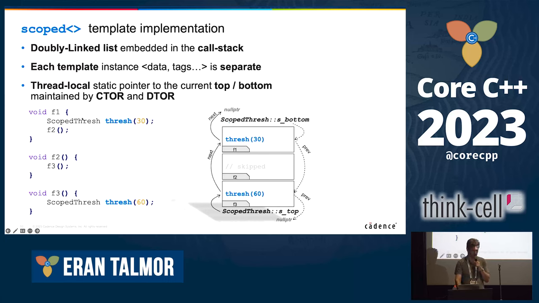And for instance, here there are three functions calling each other. F1 calls F2, which calls F3. And we instantiated a threshold in both F1 and F2. And what is built here is an embedding of these scope values in the different frames along the stack. So you can reach from the top of the stack here, threshold 60. And the next item is threshold 30. So in effect it skips the frame, which is not interesting for the scope variables.